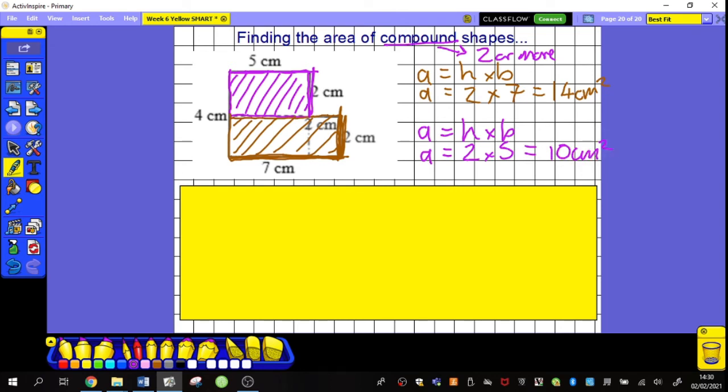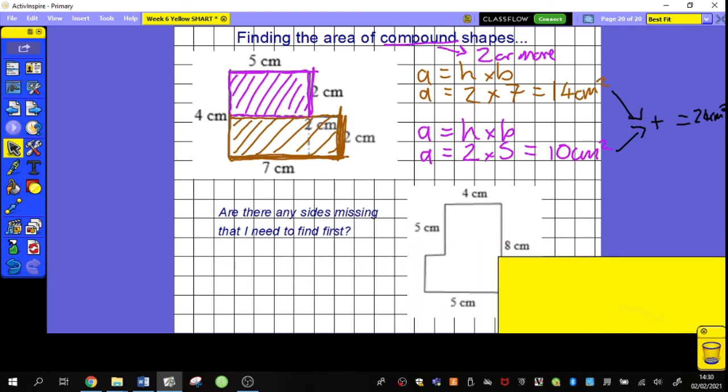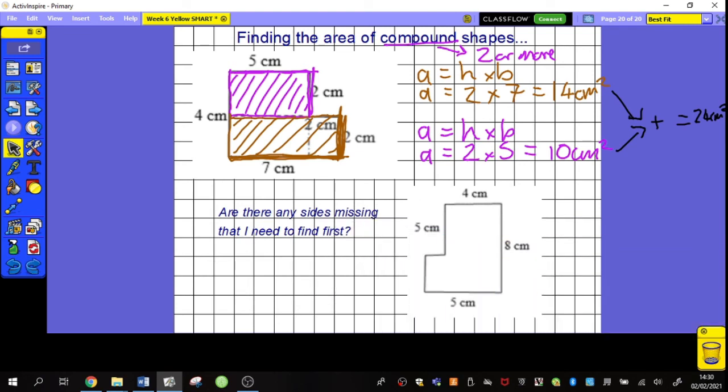Now the last thing I need to do is, once I've found the areas of both of my 2 rectangles, I'm going to be adding them up, which equals 24 centimeters squared. One more before I set you away. Sometimes there are missing sides.